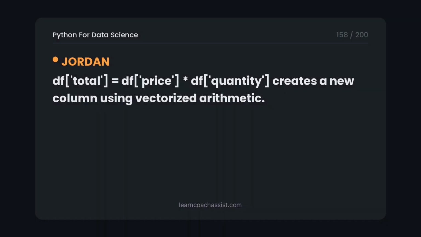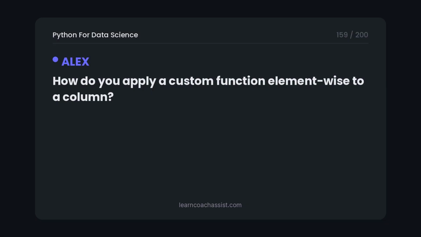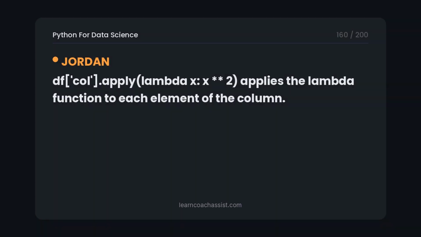How do you create a new column based on existing columns? df['total'] = df['price'] * df['quantity'] creates a new column using vectorized arithmetic. How do you apply a custom function element-wise to a column? df['col'].apply(lambda x: x**2) applies the lambda function to each element of the column.